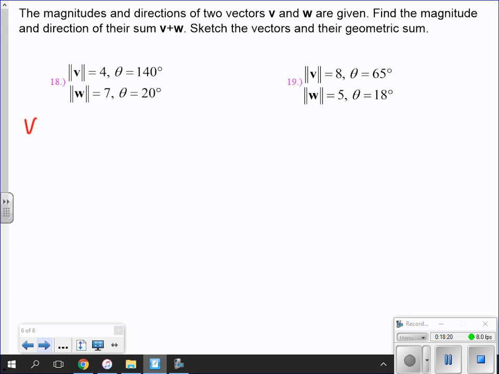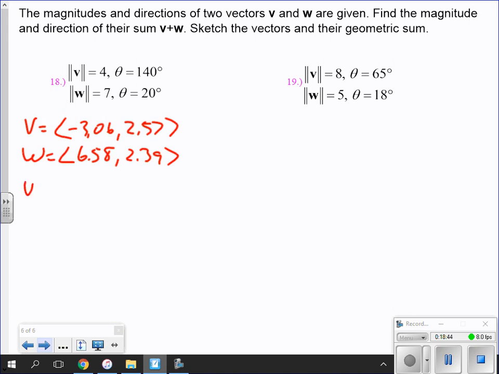So your vector V ends up being negative 3.06, 2.57, and W ends up being 6.58 and 2.39. We just got done doing that. I'm not going to go back over how to do that one again. So V plus W, you add those points together and you get 3.52 and 4.96.